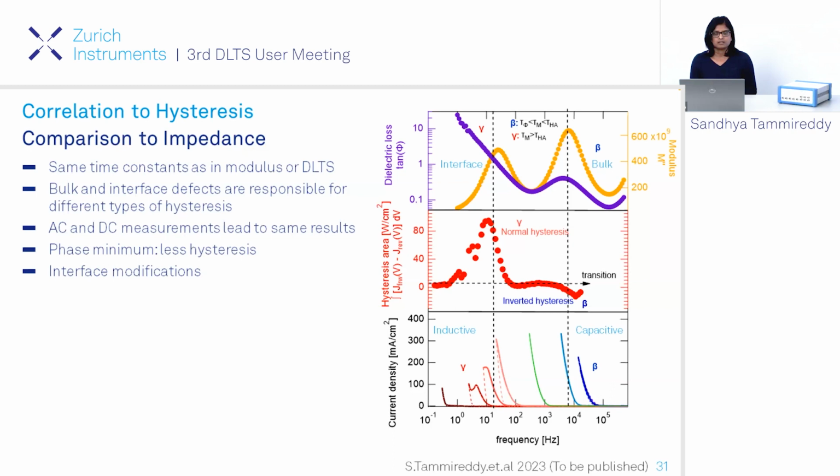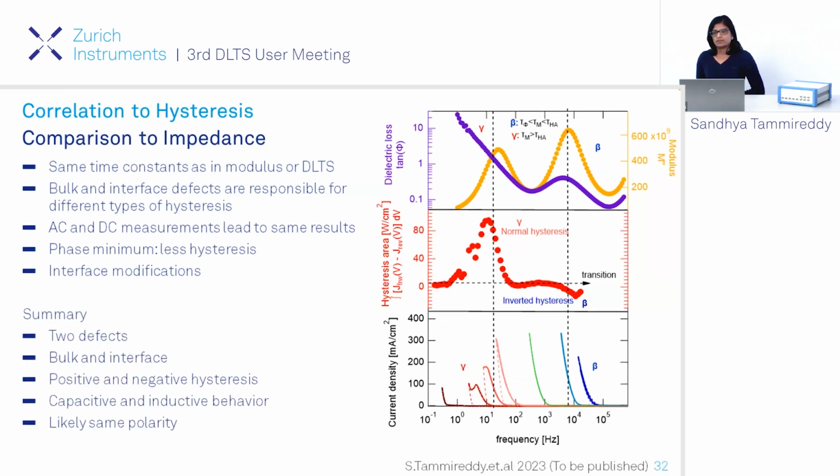These defects are located in the bulk and at the interfaces, and they lead to capacitive and inductive responses, which is the cause for the different types of hysteresis here. And they likely contain the same polarity, because it appears the hysteresis originates from different conduction types rather than two different defects here.